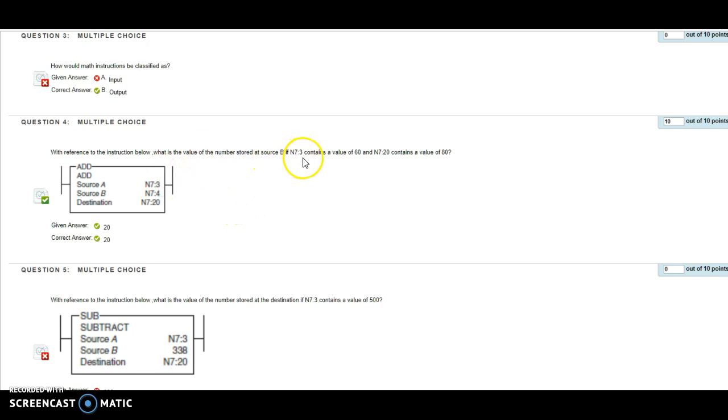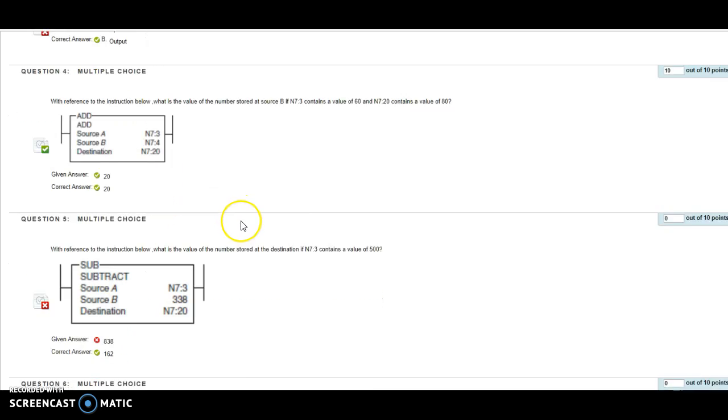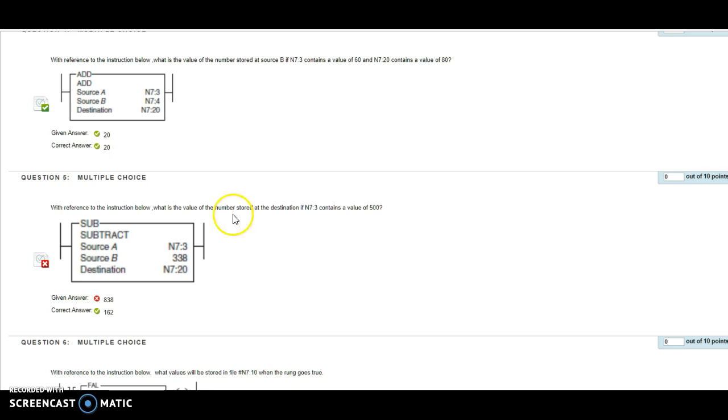What is the value of the number stored at source B if N73 contains a value of 60 and N72 contains a value of 80? So if we had 60 in N73 and we got a value of 80 in N720, what would source B have to be? It'd have to be 20, because we have to add 20 to 60 to get 80. So up in here N73 would be 60, the result's 80. So that's 20.